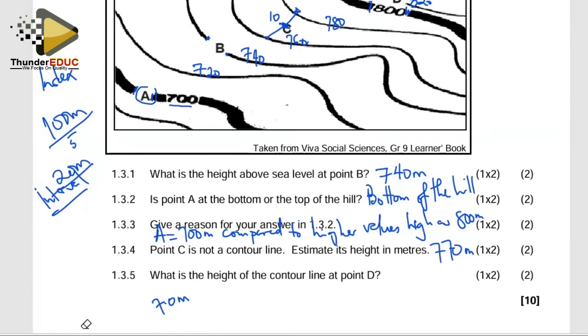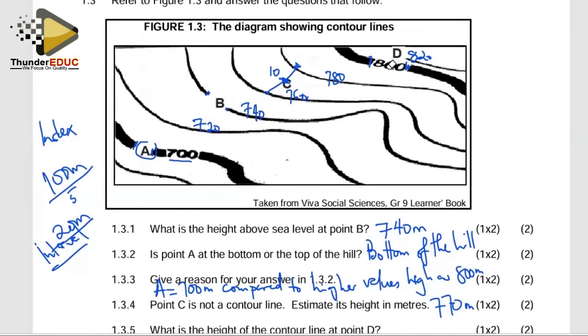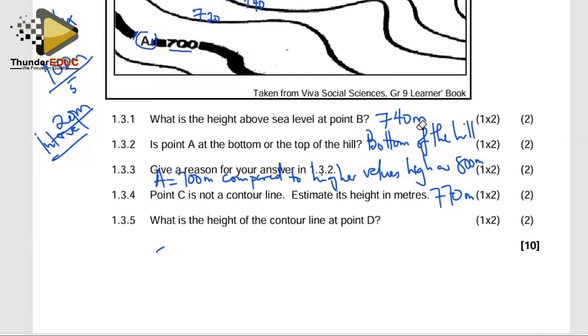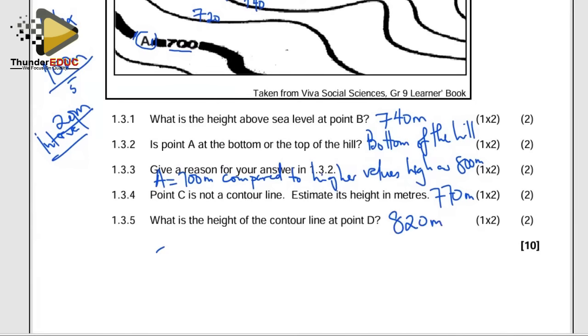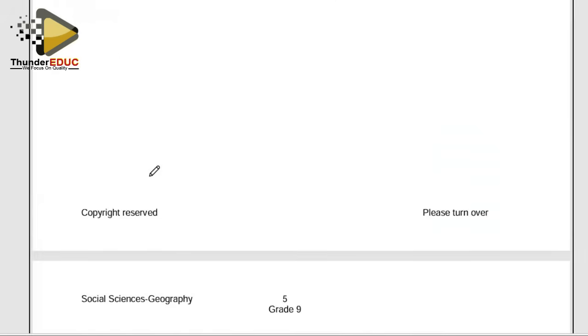Right, we move on to the next question. What is the height of the contour line at point D? We are now looking at point D, which is above the 800 index. So for that reason, if this is 800, automatically the next line as we are going up the slope is going to be plus 20. So our D is 820 meters. We had already figured it out before we were even asked about it. Right, so these are basically our responses to that set of questions.